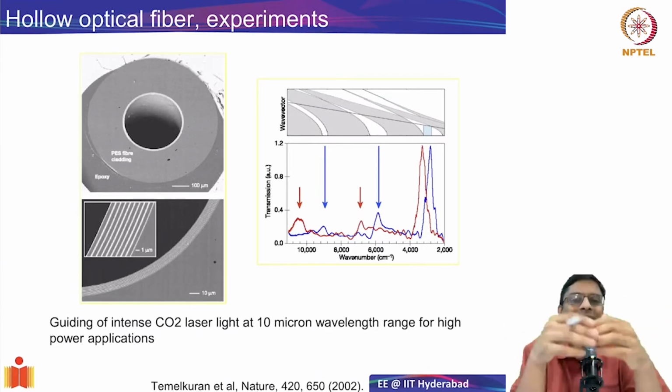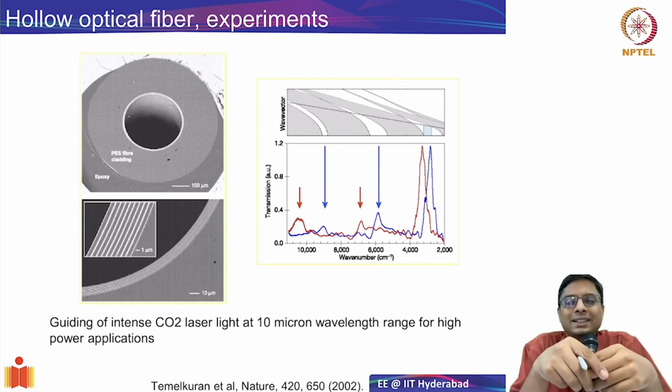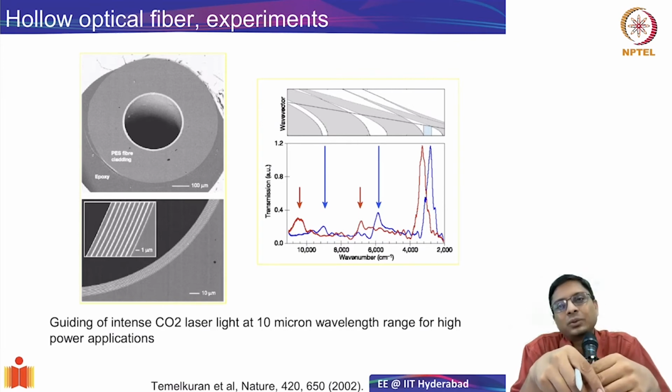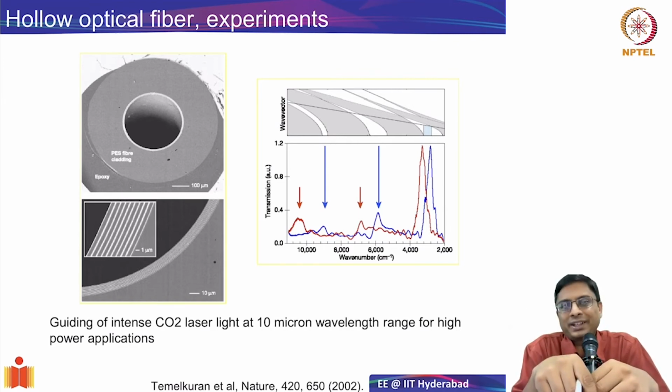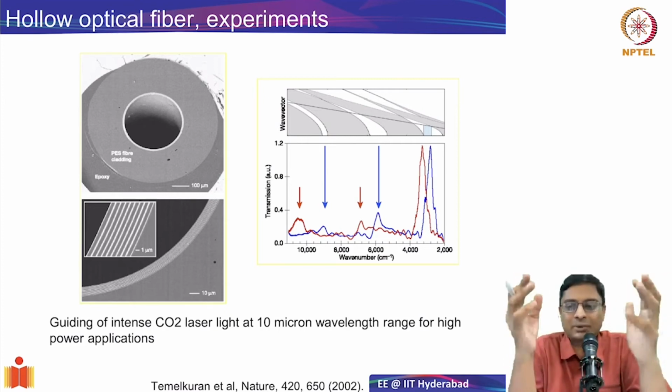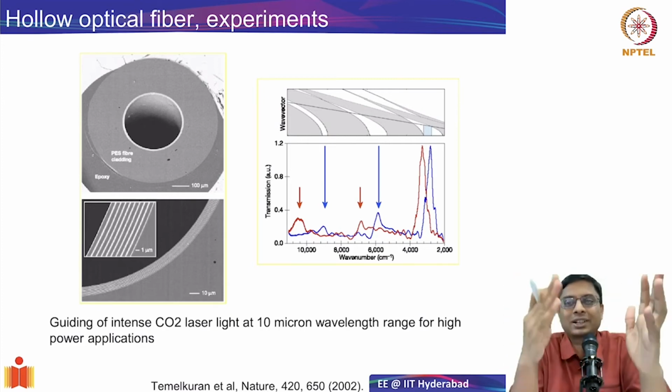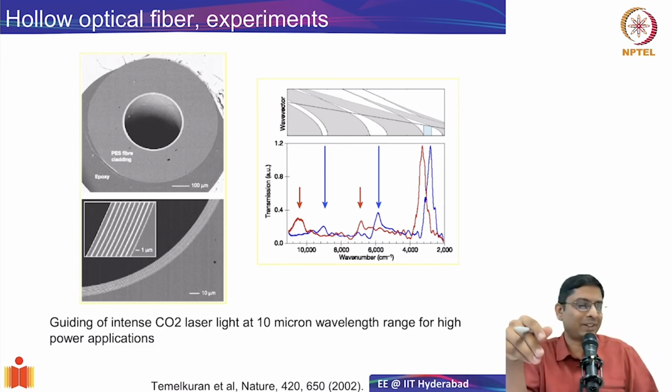One of the examples could be in the delivery of laser power. One of the first lasers that was built was a carbon dioxide laser. It was operating at 10 microns. The reason it was built was that it can carry high power, basically. It was used to burn and cut things. That was the first application of lasers.